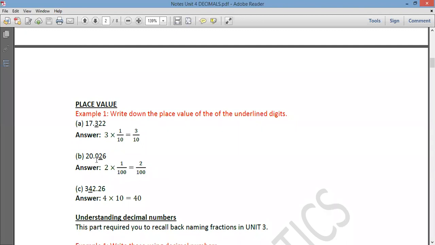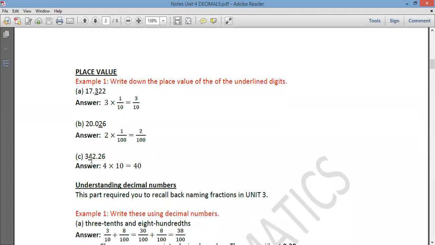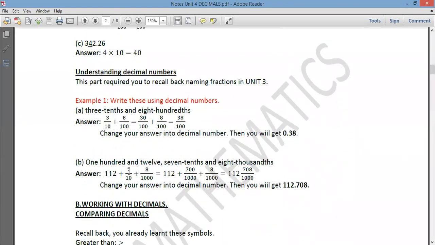Okay, so if you want to find the underlined digit, first number times 1 over 10, second number times 1 over 100, third number times 1 over 1,000. Because the underlined digit 2 here is the second number, you multiply with 1 over 100 equals 2 over 100. Okay, let's say place value of a whole number, you answer with 40. The place value of 4 here will be 40 because 4 times 10 equals 40.